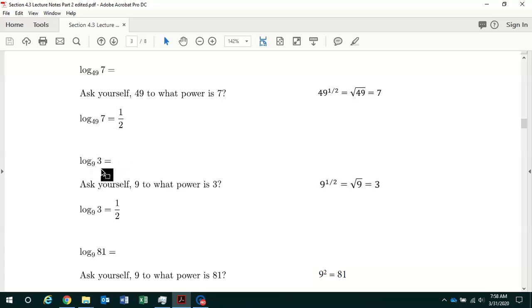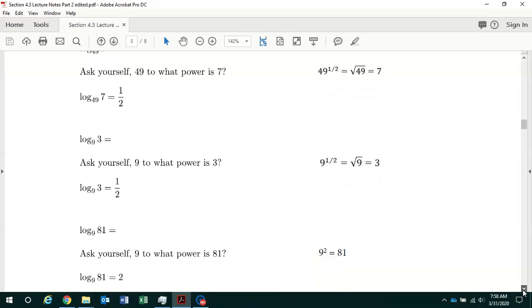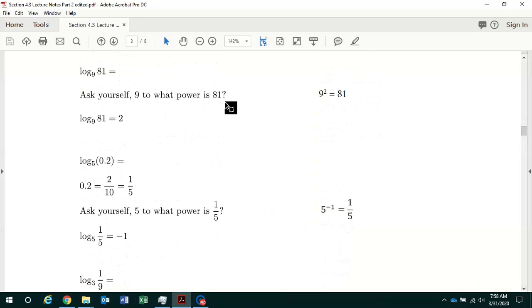What's log base 9 of 3 equal to? Well, we know that the square root of 9 is equal to 3, and the square root of 9 written with a rational exponent is equal to 9 to the 1/2 power. So log base 9 of 3 is equal to 1/2. 9 raised to the 1/2 power is equal to 3. What's log base 9 of 81 equal to? Well, we know 9 squared is equal to 81, so log base 9 of 81 is equal to 2. 9 squared is equal to 81.